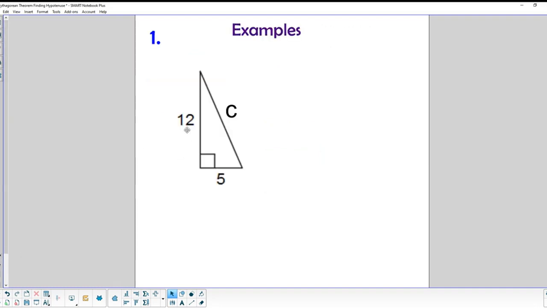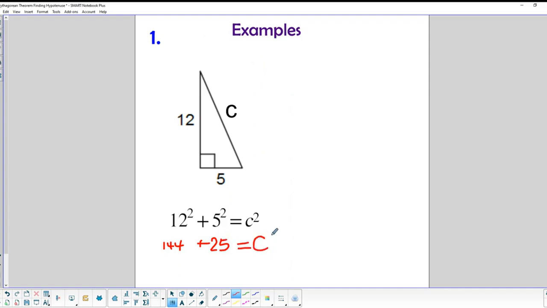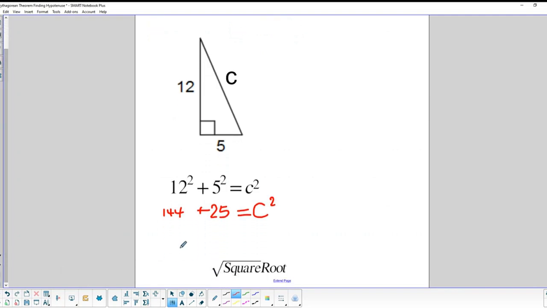All right, so let's look at our first example. We've got A and B, we're looking for C, so we are going to square A and square B. And I happen to know that 12 squared is 144, and 5 squared is 25. Those two added together are going to give me C squared. So 144 plus 25 ends up being 169, and all of that equals C squared.